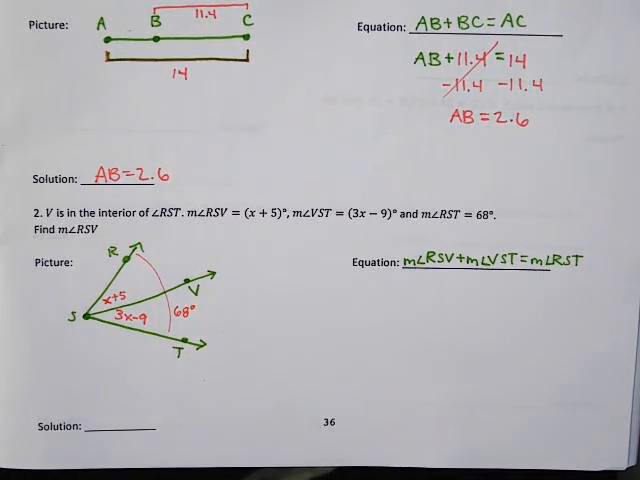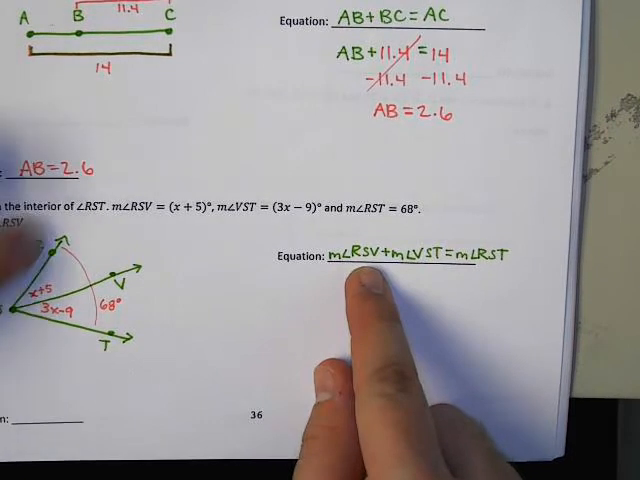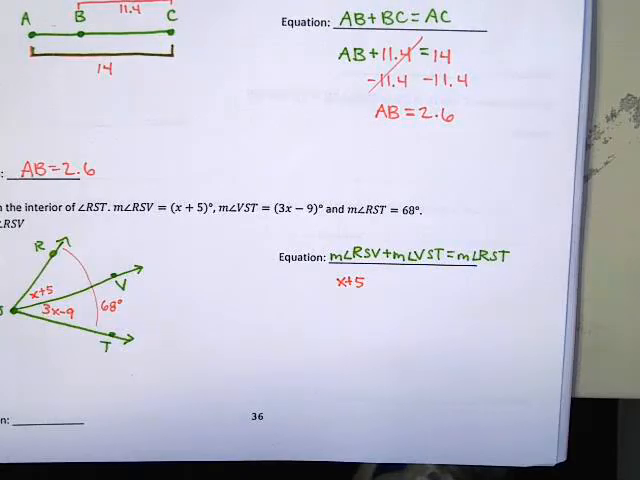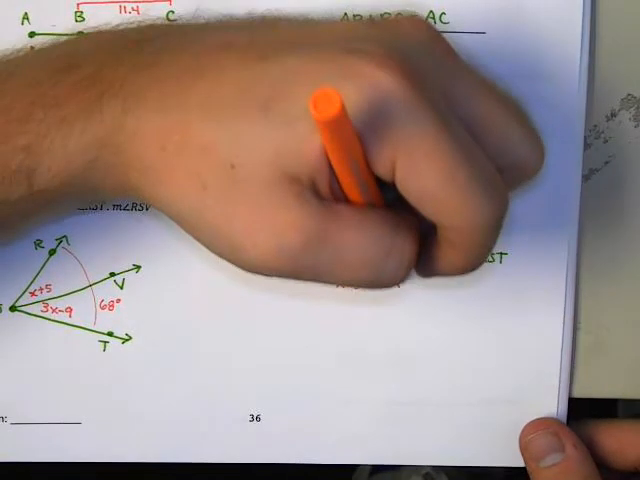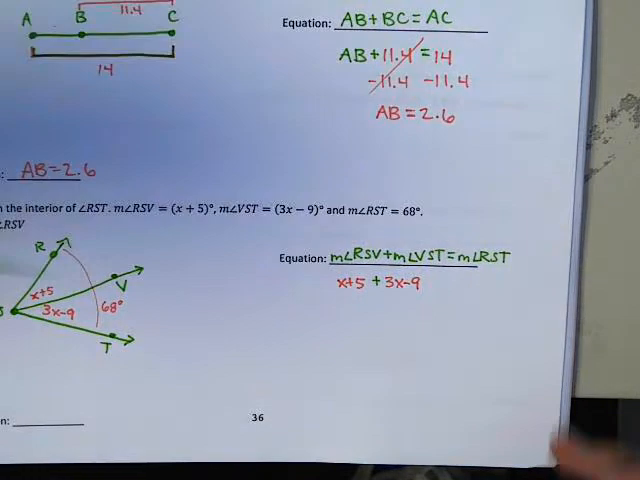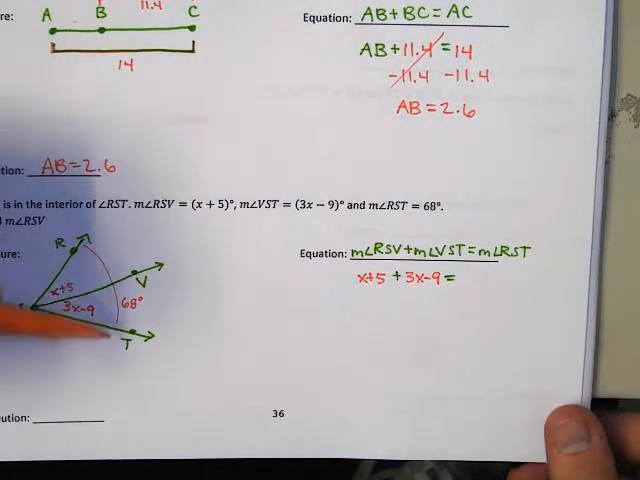Now, let's go to our equation. We have the measure of RSV. RSV, oh, we have that, x plus 5. So we plug it in. VST, ooh, we have that. VST is 3x minus 9. And that equals RST. RST we found was this big one, 68.